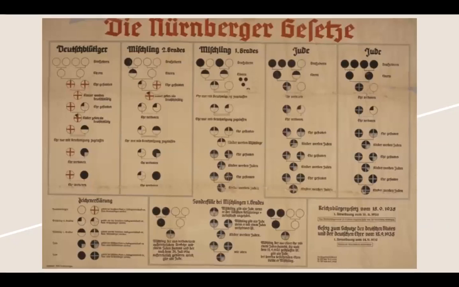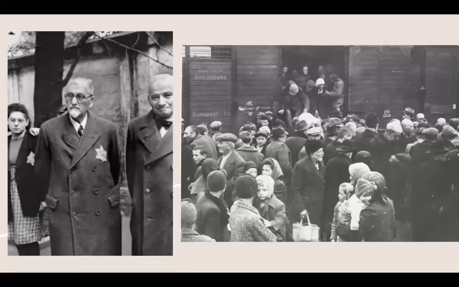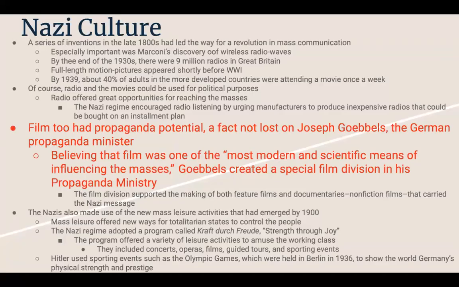Here are the Nuremberg Laws. I guess this is what they're trying to portray as someone who is Jewish. Kind of bad, right? There are some broken businesses, the Yellow Star of David, concentration camps, people coming off of trains or going on trains. All right, last slide.